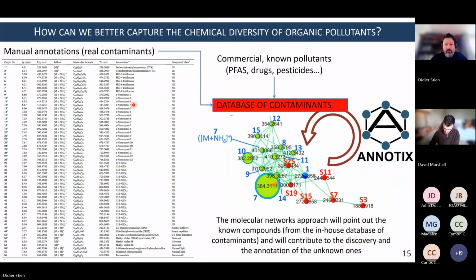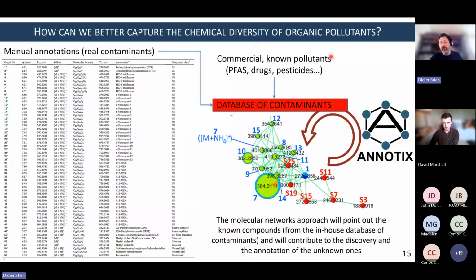So this is how we are able to annotate manually a lot of contaminants that are really present in the environment that we are sampling, and this manual annotation is not lost to science because we are creating a database of contaminants that may help us later to annotate all the contaminants that we find a lot faster.